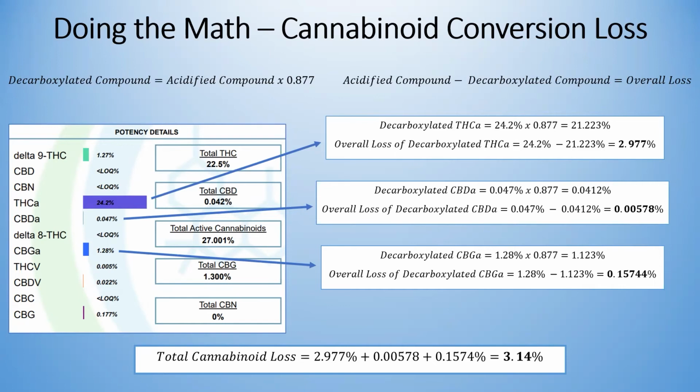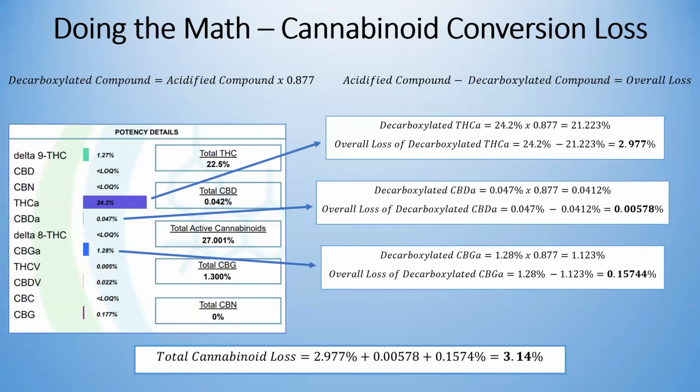Once that number is obtained, it can be subtracted from the concentration of the acidified compound to determine the overall loss. With this information, we know that the overall loss for THCA is 2.977, and the overall loss for CBDA is going to be 0.00578. And finally, the loss of CBGA is going to be 0.15744%. So when we add these all together, the sample experienced a total cannabinoid loss/conversion of 3.14%. And that's if a sample is completely decarboxylated, which the data showed did happen.